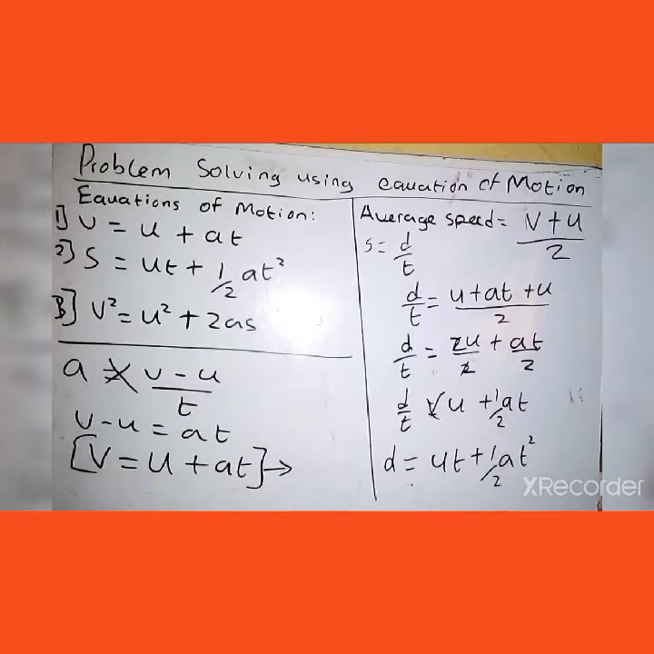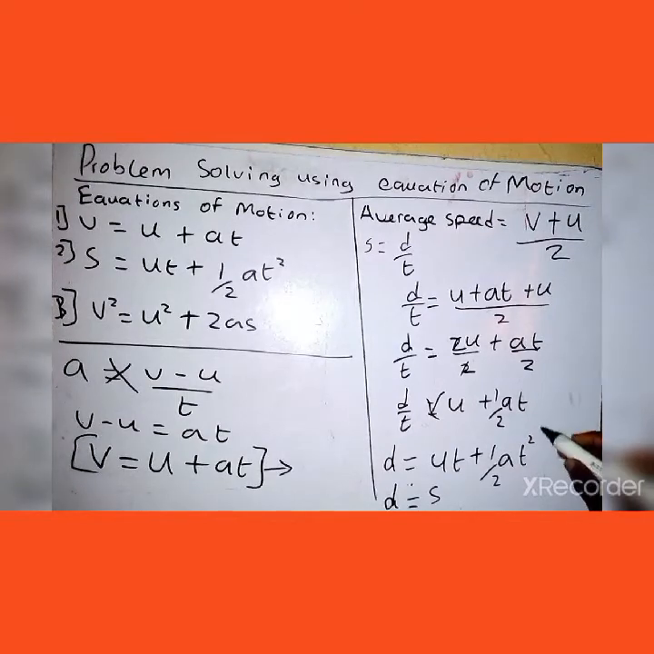And we know that this d is our distance, and we can also represent it as s. So putting s here, we have the equation. That's the second equation of motion, where this u is the initial velocity or initial speed.